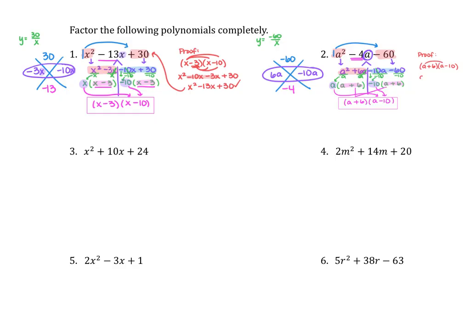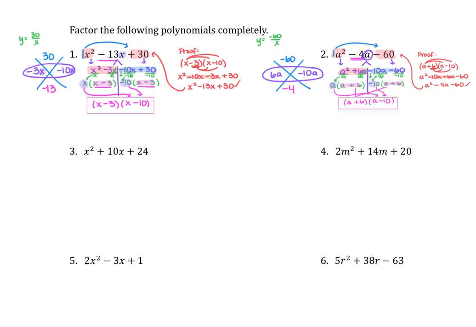A times a is a squared. A times negative 10 gives me negative 10a. 6 times a gives me positive 6a. And 6 times negative 10 gives me negative 60. Combine those like terms, and I get a squared minus 4a minus 60. That is what I started with. I know I've done it correctly.